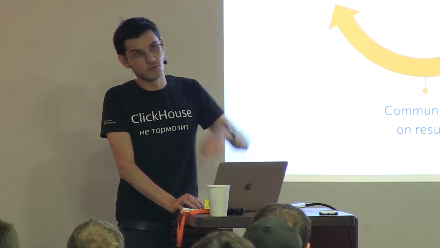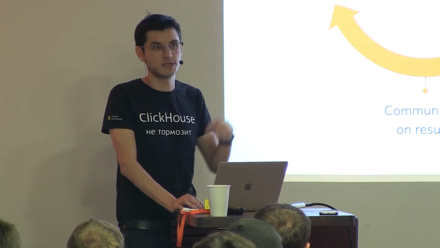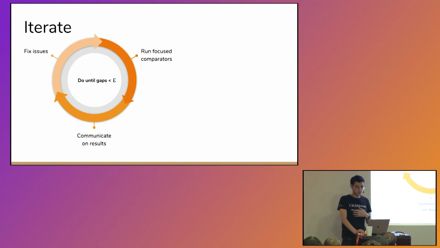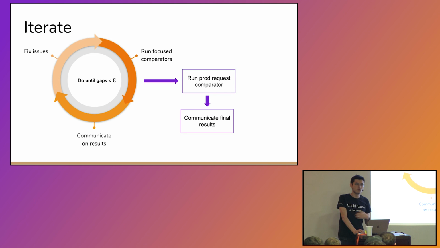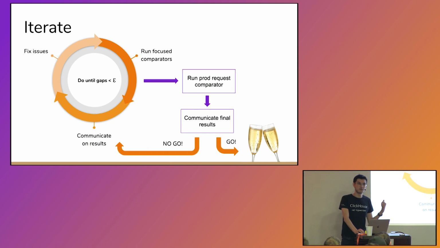So you want to rerun your comparators, look at the new results, recommunicate these results, etc., until you are satisfied with the results and you estimate that the gaps are small enough, at which point you can do a final round of validation using the production request comparator. You can communicate the final results to the stakeholders, who can give you a go-ahead for production. At this point, all you have to do is celebrate, or not, if the results are not good enough, and you are back to a few more weeks of iteration, of course.